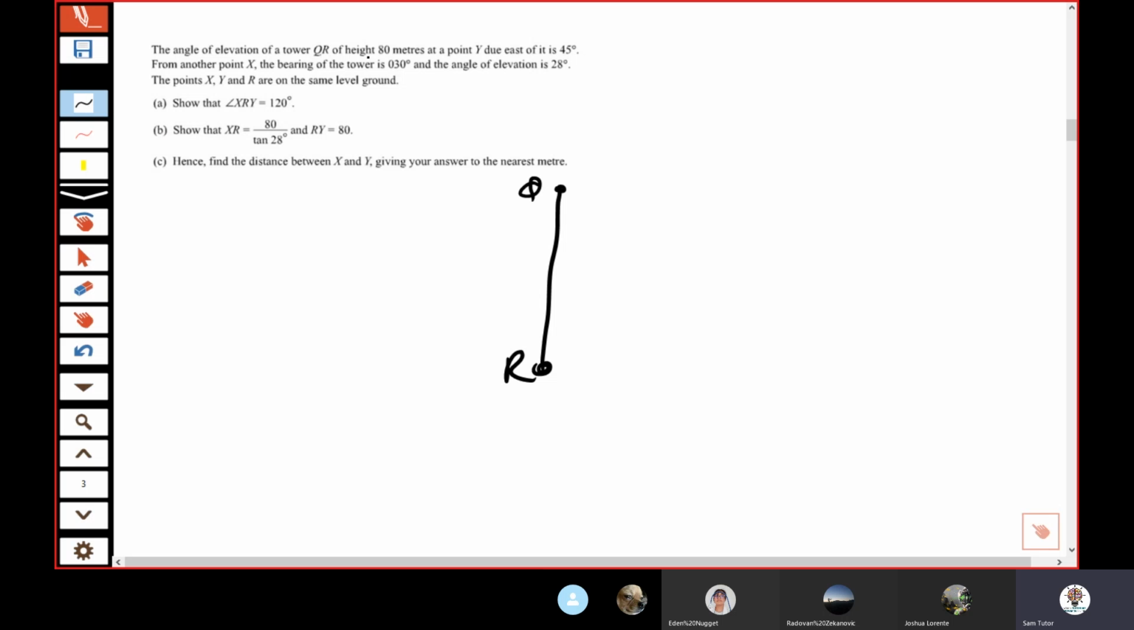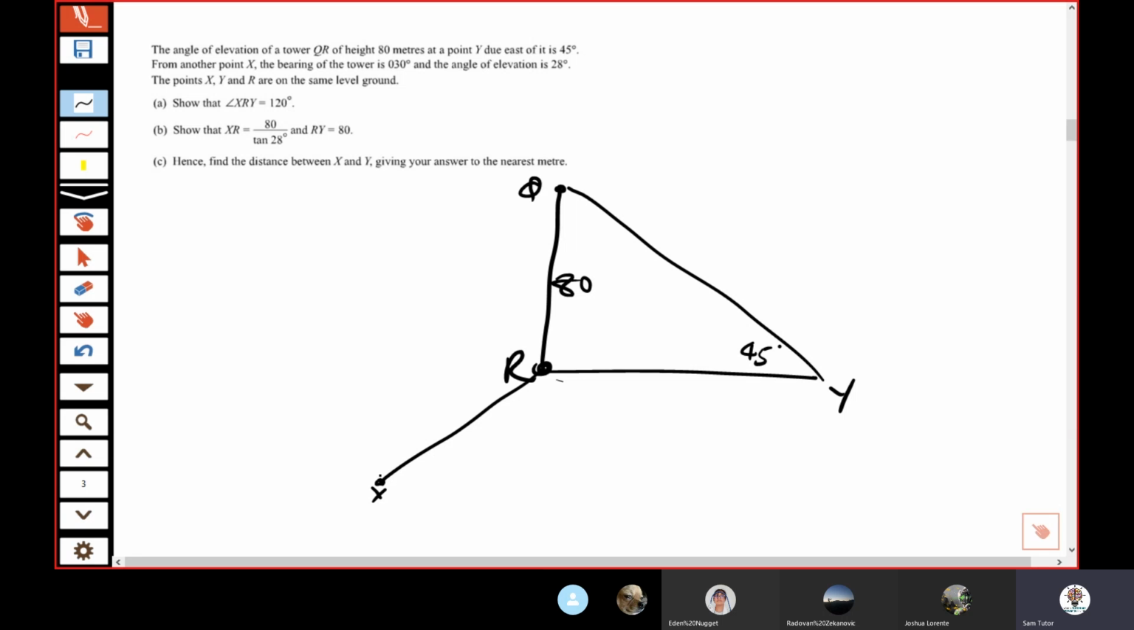The tower has a height of 80 meters. This time it tells you the height is 80 at a point Y due east of the tower, and the angle of elevation is 45 degrees. From another point X, the bearing of the tower is 30 degrees.